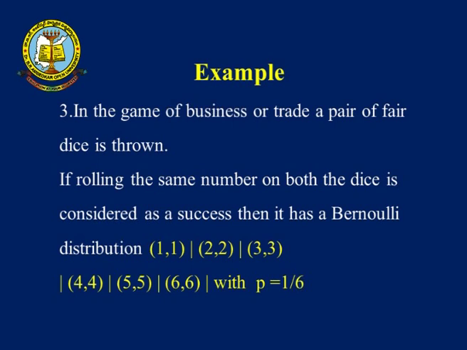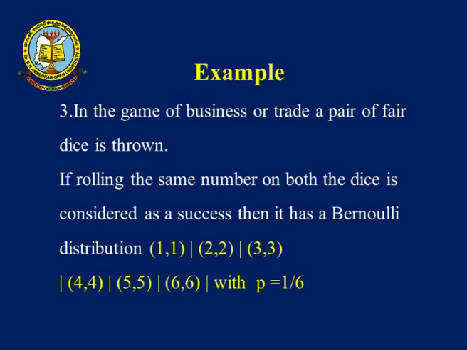Now, one more example. In business also we can use these dice. Rolling the same number on both dice is considered a success. I already told you dice have 6 faces, so 2 dice will also have the same number of faces. There are 36 exhaustive cases: same number, even number, and odd number combinations. Here the same numbers are 1 1, 2 2, 3 3, 4 4, 5 5, 6 6.